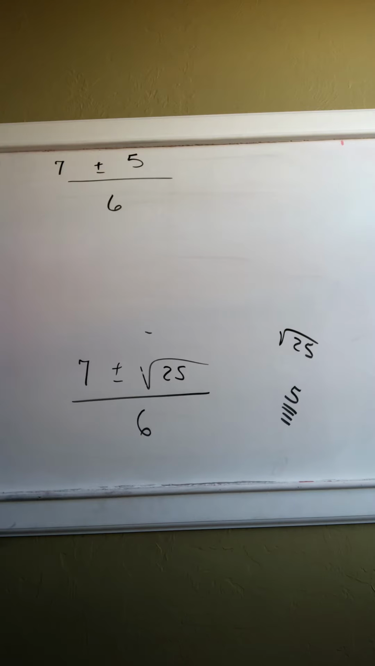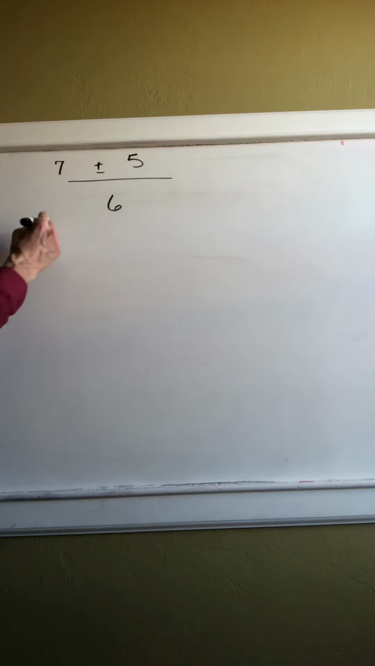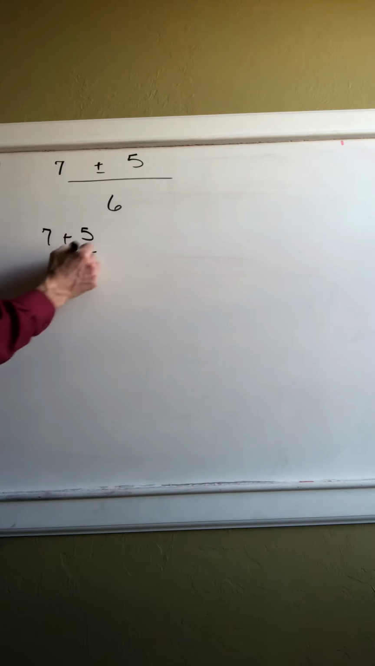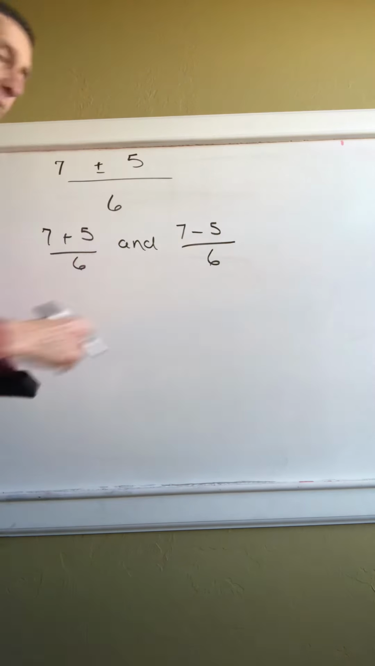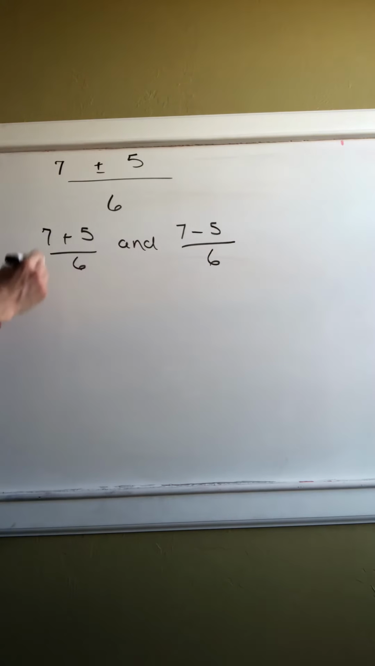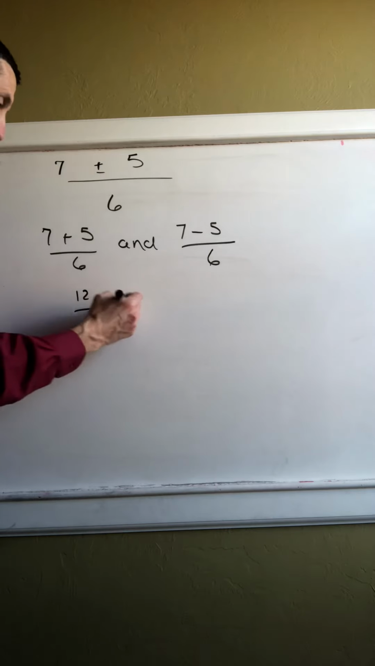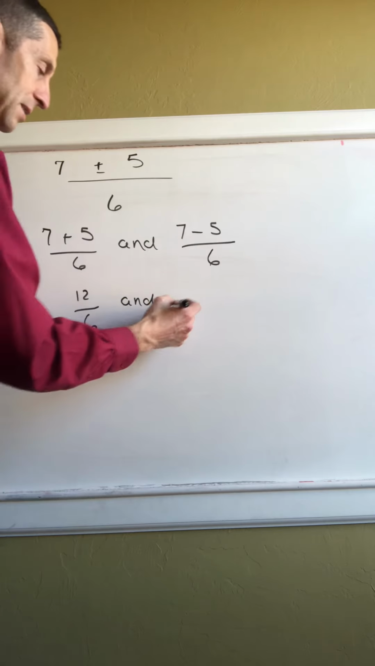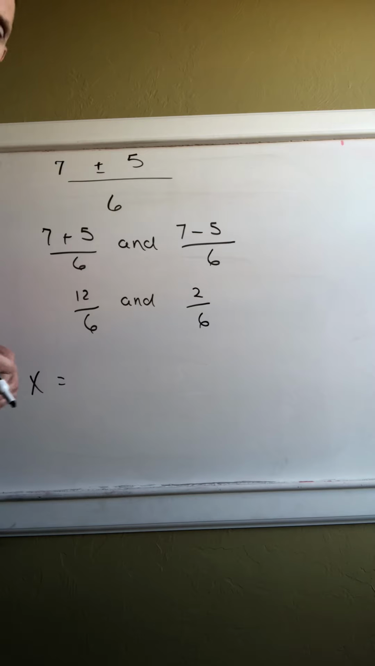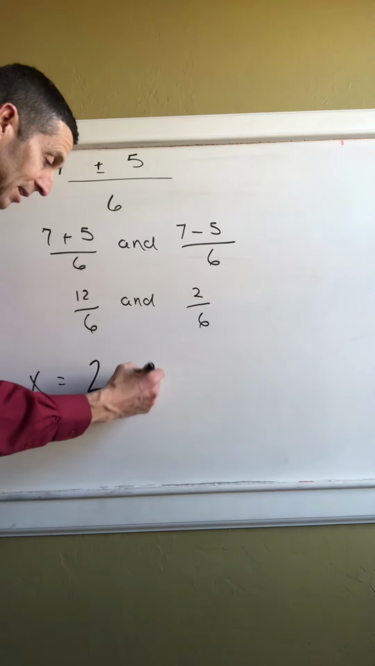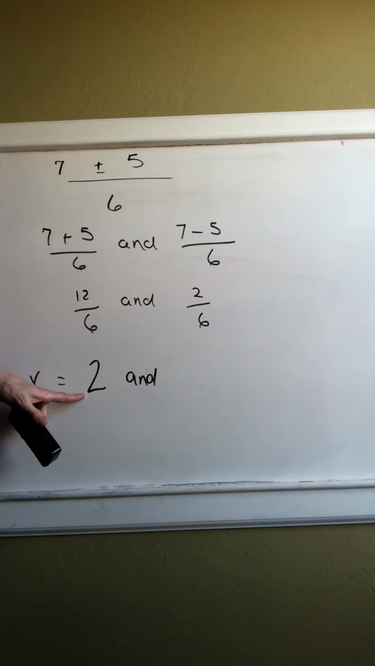Now you have to deal with the plus or minus. Dealing with the plus or minus gives you 2 answers: 7 plus 5 over 6 and 7 minus 5 over 6. So we've got both directions. 7 plus 5, that's a 12. 7 minus 5, that's a 2. When we go to get our final answer, we've got one here, the other one there. This is nice, 12 divided by 6. That's just going to be a 2.